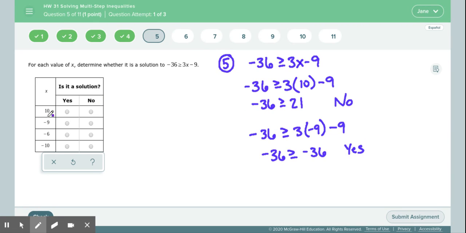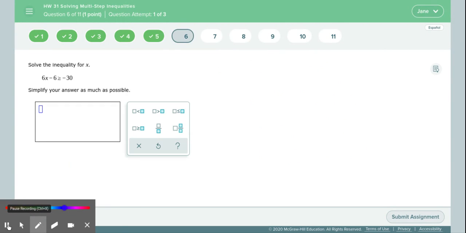All right, so I would do the same with my remaining 2, and then I would answer yes or no based off of what my work shows over here. And then as always, I would check to make sure I'm right before moving on to the next question.